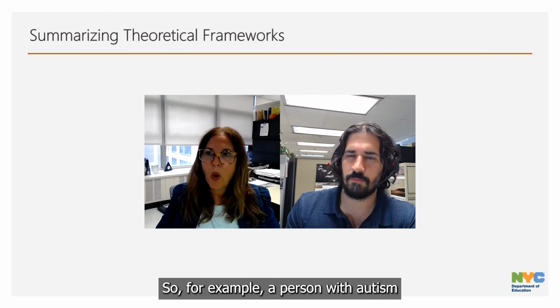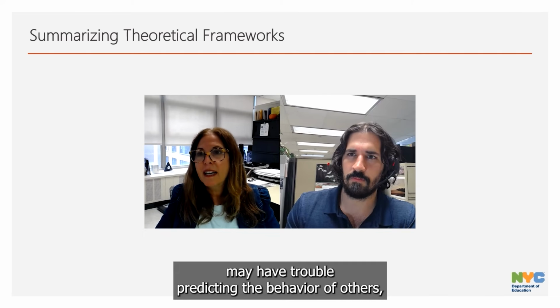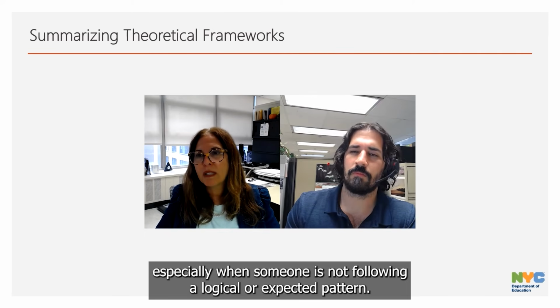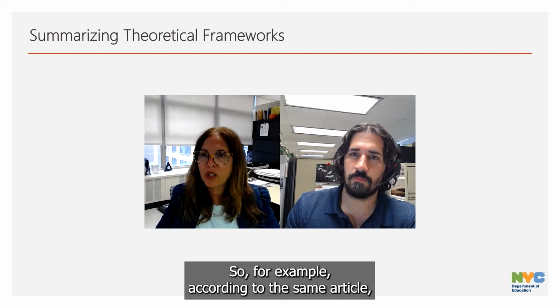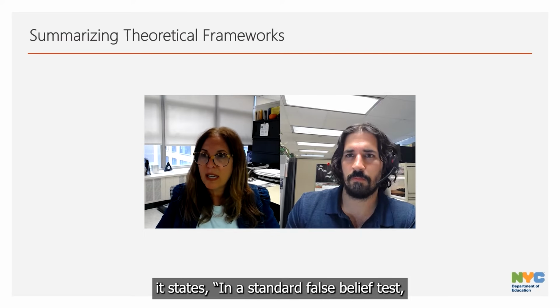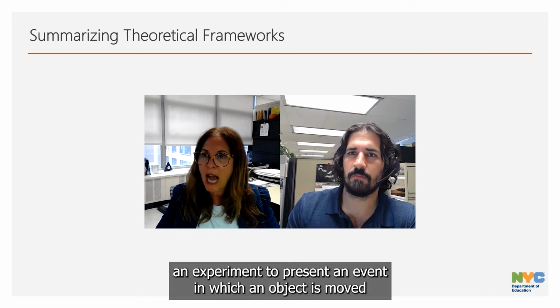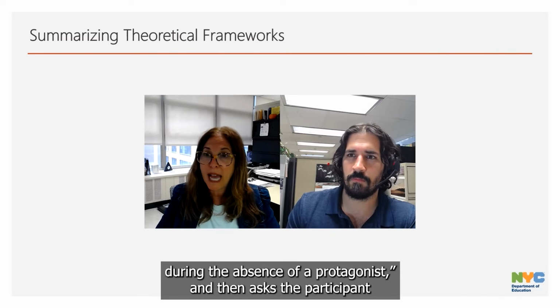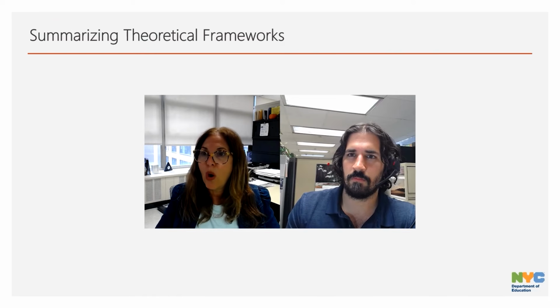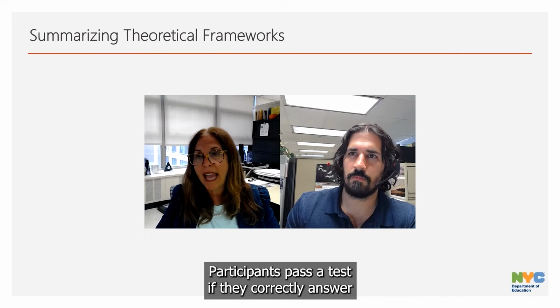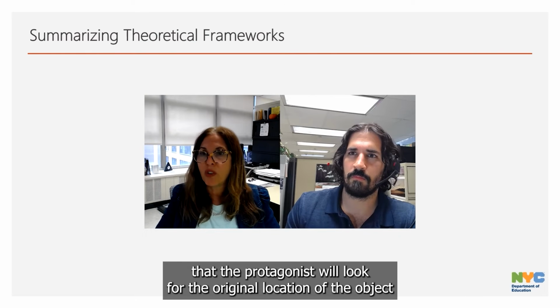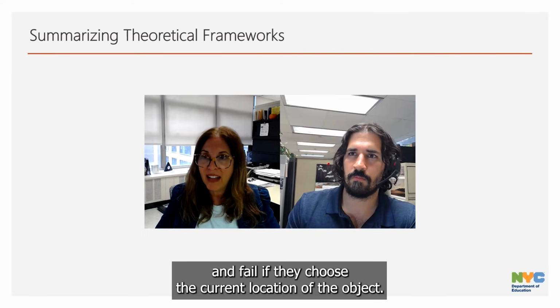So, for example, a person with autism may have trouble predicting the behavior of others, especially when someone is not following a logical or expected pattern. So, for example, according to the same article, it states, in quotations, in a standard false belief test, an experimenter presents an event in which an object is moved during the absence of a protagonist, and then asks the participant where the protagonist will look for the object. Participants pass a test if they correctly answer that the protagonist will look for the original location of the object, and fail if they choose the current location of the object.